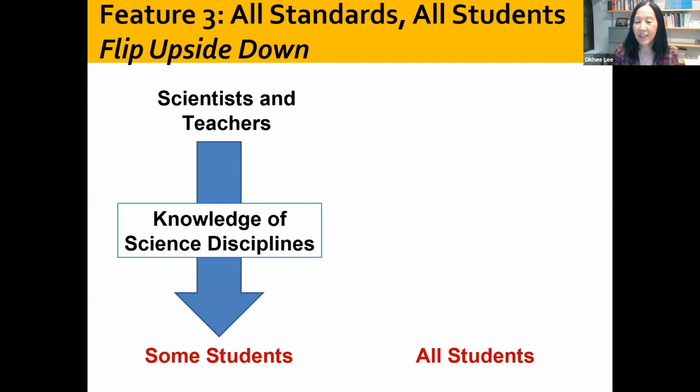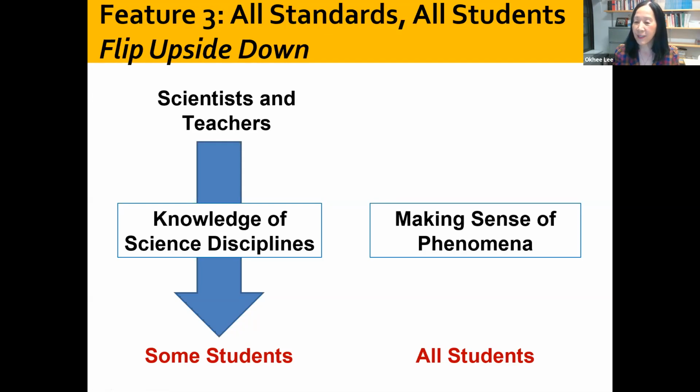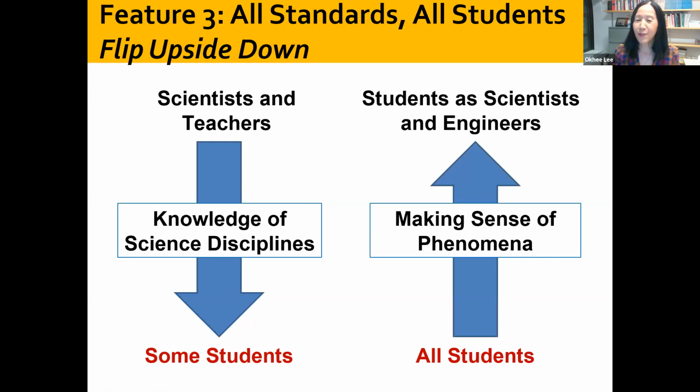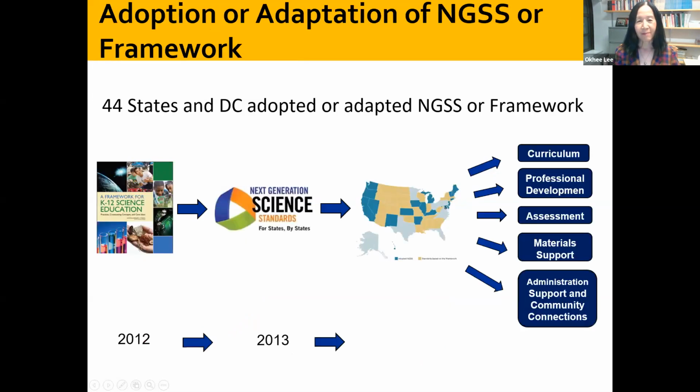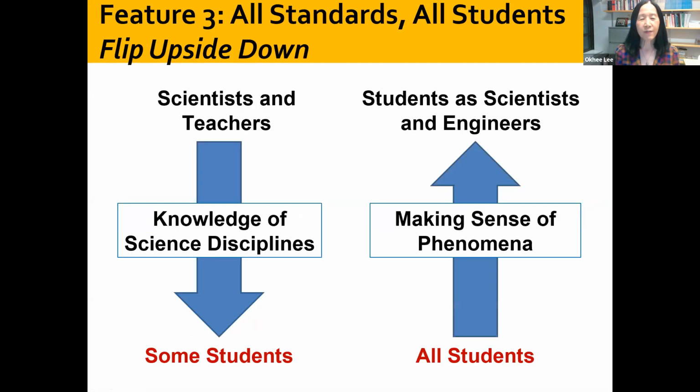Students are like scientists making sense of phenomena and designing solutions to problems. Students are the scientists and engineers. So you can see the complete flip: not because my teachers say so, but because I'm trying to figure out why something happens by investigating and figuring things out. So I consider that a flip upside down. Right. Now, I think those are three features.